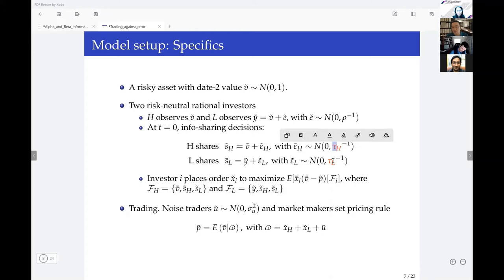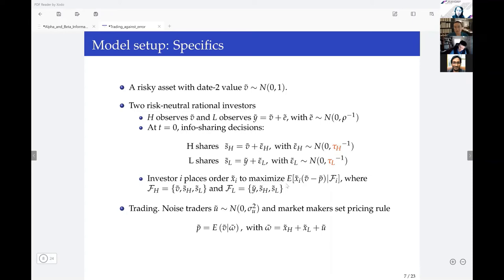In the model, we allow tau H and tau L to take any value between zero and infinity. If you like, you can just assume it's either zero or infinity. Zero means no information sharing, infinity means share everything. But in the model, we allow them to take any value between zero and infinity. And the investors will place their order flows to maximize their profit.